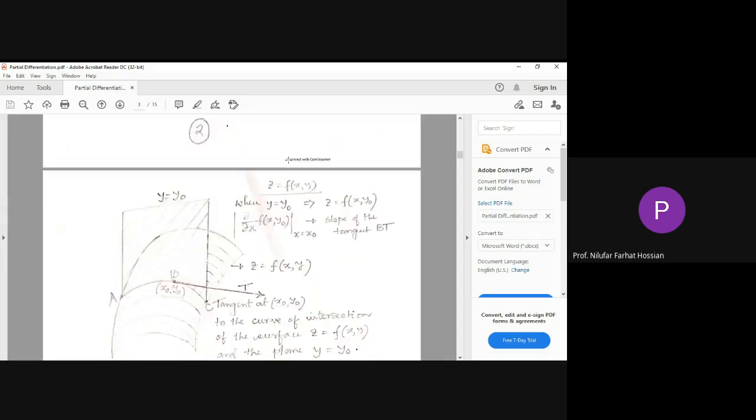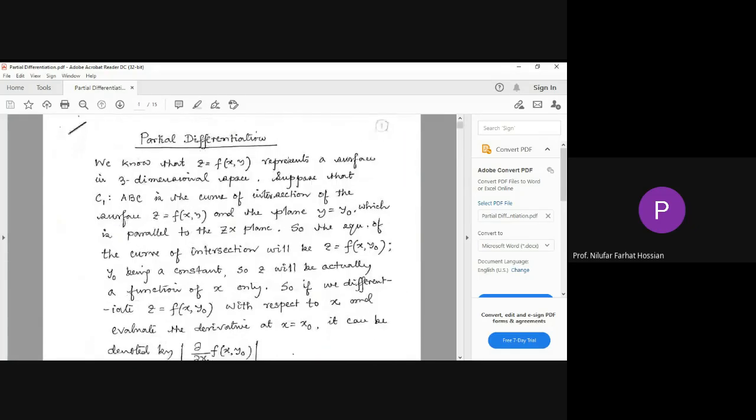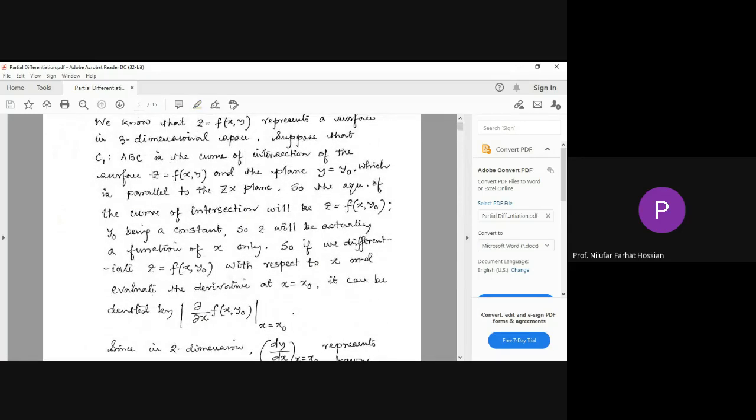Okay, let us go back to the first page. Yes, this was our first page. So you are taking the curve of intersection of the surface z equal to f of x, y and the plane y equal to y naught, which is parallel to the zx plane. You know, in three dimensions, when you take the coordinate system, there are three planes. One plane is the xy plane, which contains the x-axis and y-axis. The other plane contains the y-axis and z-axis, which is known as the yz plane. And the third plane contains the x-axis and z-axis. This is called the zx plane.